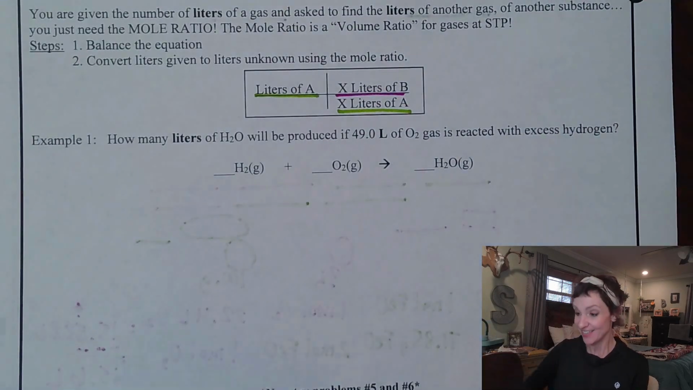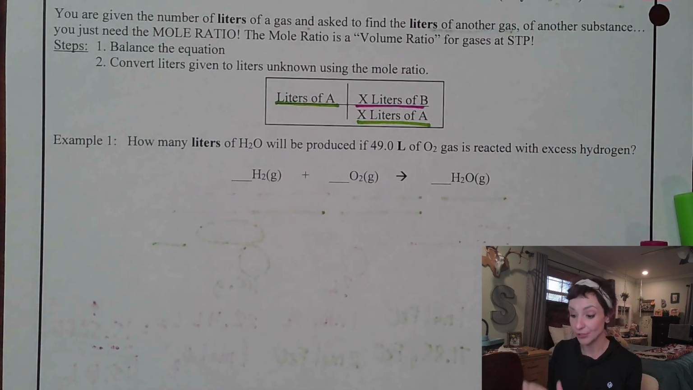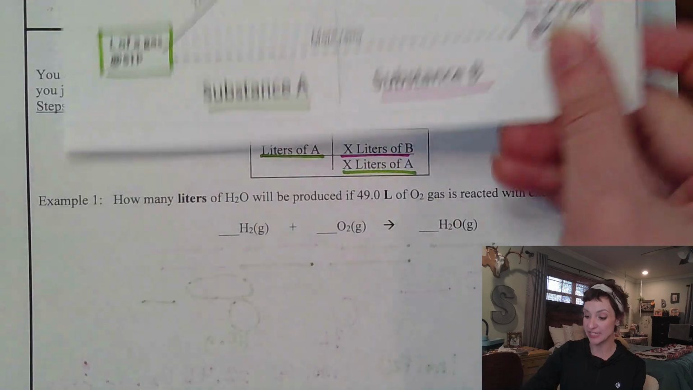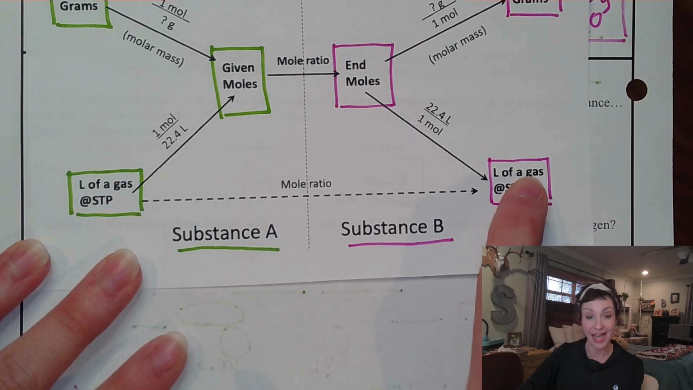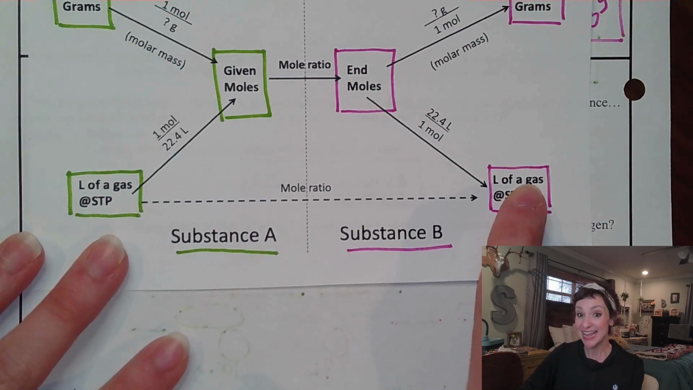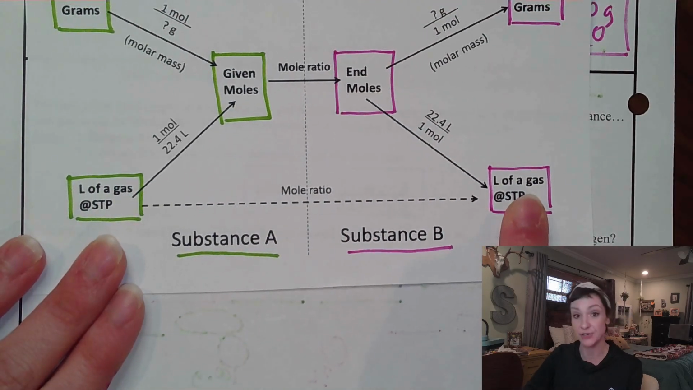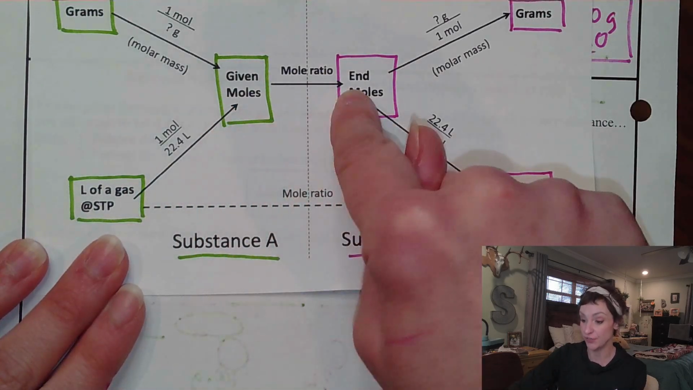The very, very last type of problem that you can see with these volume of gas problems, as long as the gases are at STP. So this is a volume to volume type of a problem. So if I give you a starting amount in liters and I ask you to find an ending amount in liters, it actually is 1 step and 1 step only. You can do a 3-step process. That is an option for you. And in fact, I think when we do our first example, we will do the 3-step problems.